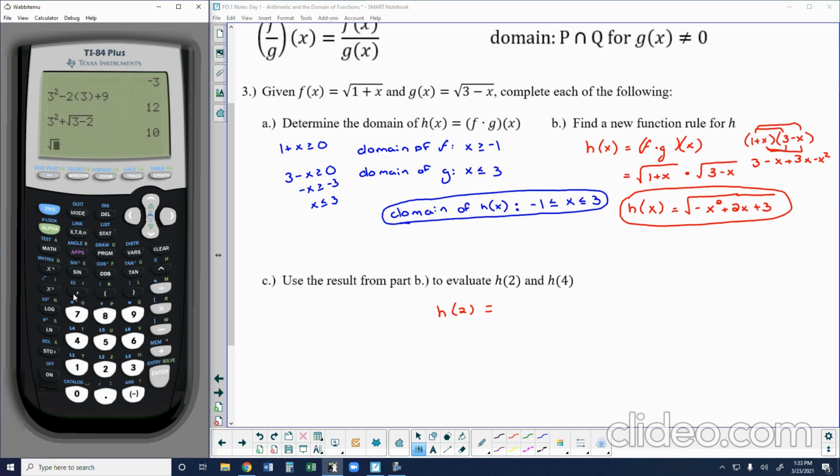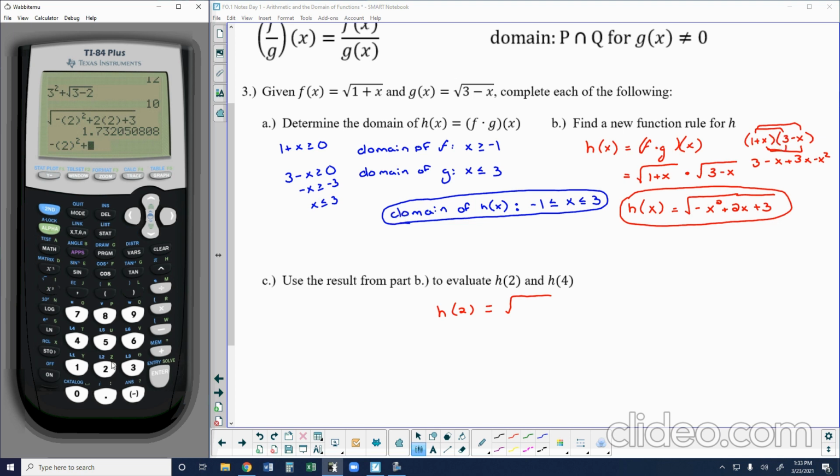And we can see the result here would be a decimal. So what we need to do is evaluate this by hand. So we can simplify essentially what's inside the square root. So we can take negative 2, square that, plus 2 times 2 plus 3. And that value would be 3. So h of 2 would just be root 3 in its exact form, which we can see the decimal approximation here.